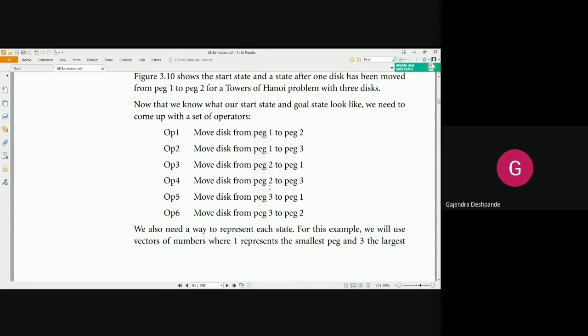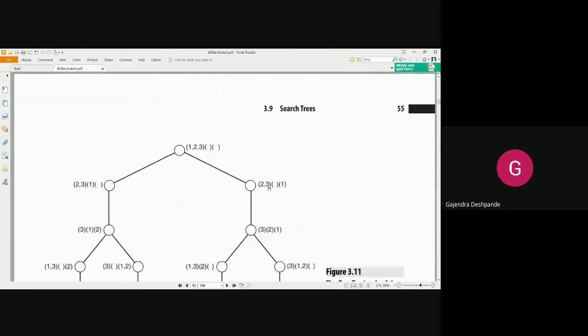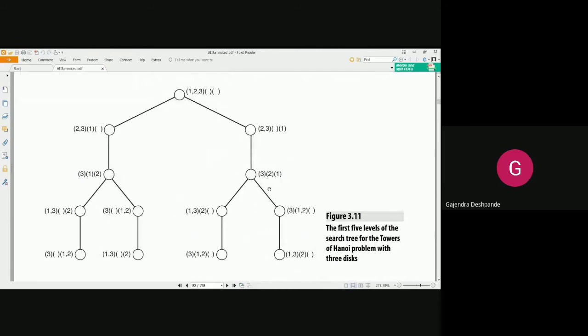Okay. So these are the operators which we are going to use whenever we are moving the disks from the first peg to the third peg using the second peg as the intermediary. Now, once you define the operators, you need to draw the search tree. Again, the search tree is very simple. It is going to represent all possible solutions to the problem.